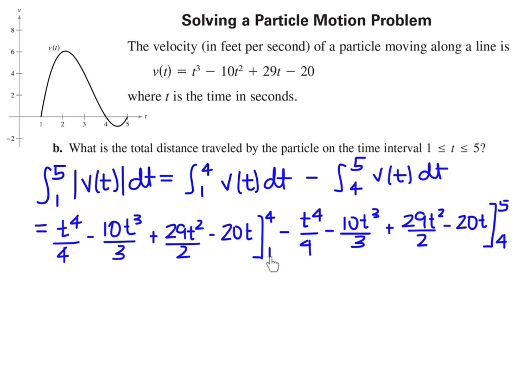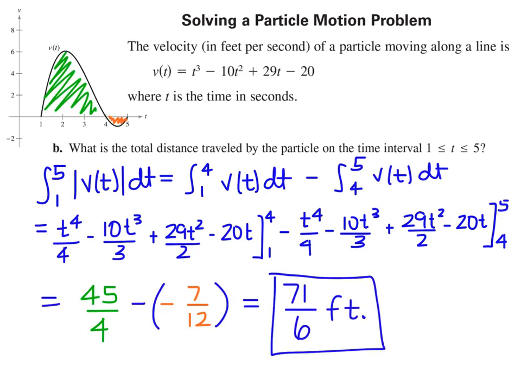But this time we're breaking it up between 1 and 4 and 4 and 5. So when you input 4 into this and subtract the input of 1 into this, you get 45 over 4. And when you do the same idea here, but inputting 5 and then subtracting an input of 4 from the whole thing, you get negative 7/12, which makes sense. So the area under this curve is 45 over 4, the thing in green, and the thing right here in orange is negative 7/12. But when you consider that you need the absolute value, you want to add them together instead of subtract this negative bit. So it becomes 71 over 6 feet. So that models the total distance traveled by that particle.